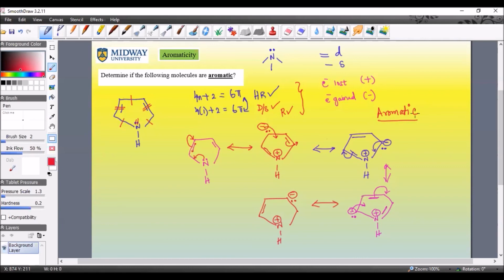All right, so I'm going to stop here. This is all I have to share with you about aromaticity and finding whether a molecule is aromatic or not.